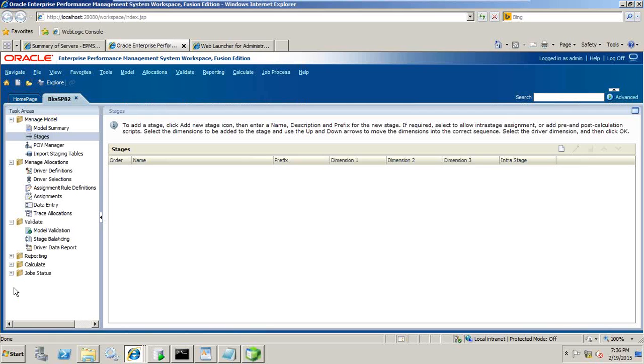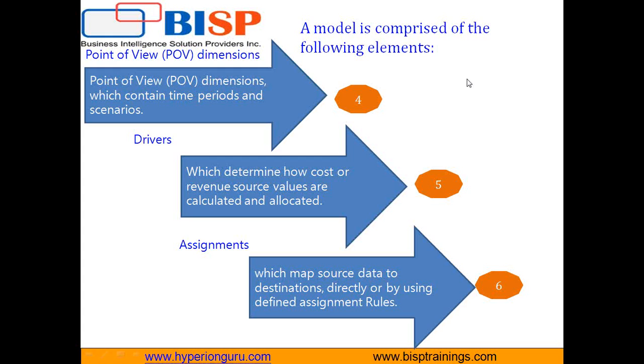So in a subsequent session we'll talk about step by step how to build the complete model, create allocation rules, define drivers, and finally proceed. The end result is preparing profitability allocation reports. That's a brief overview about HPCM today.